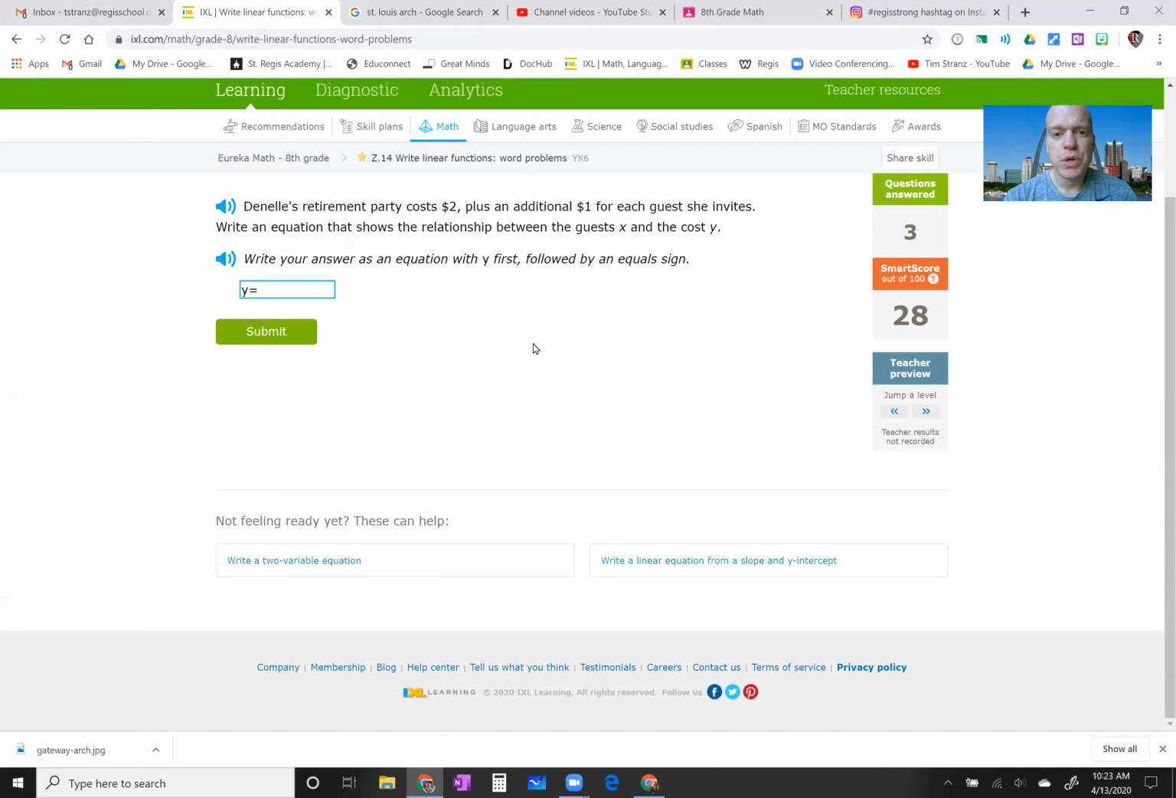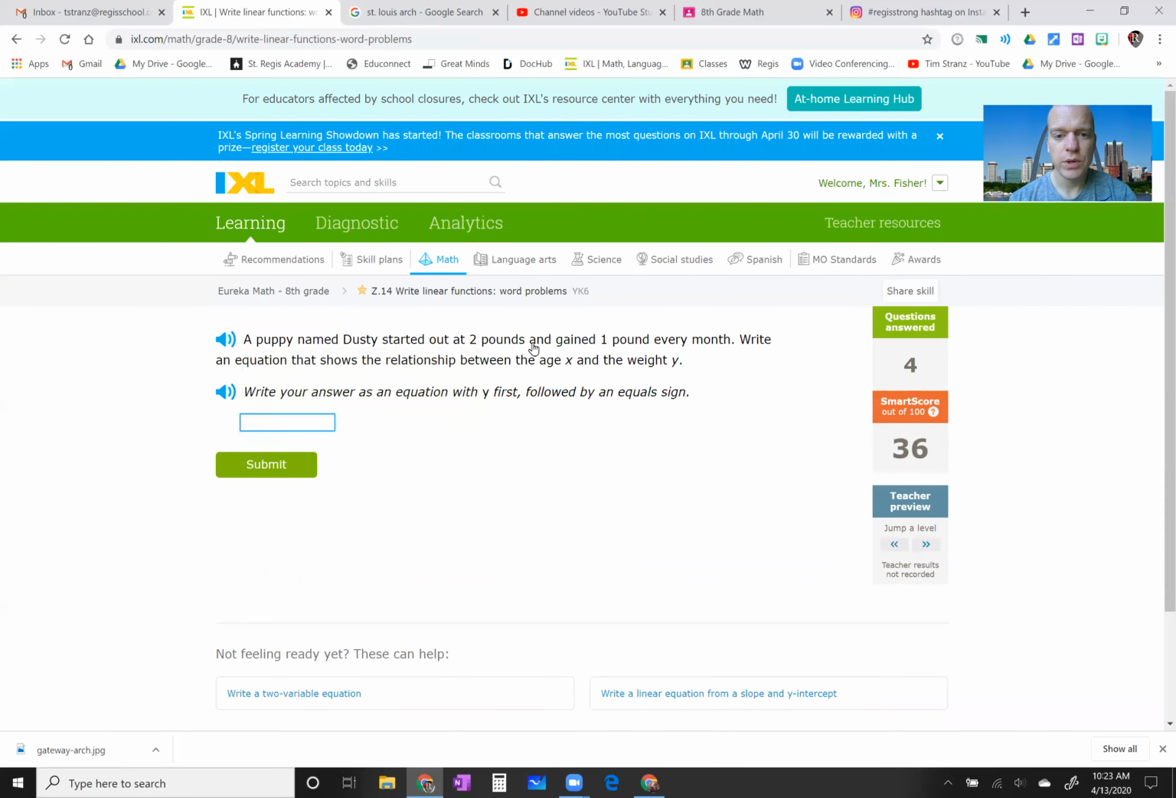Her party costs $2 regardless. It's $2 no matter how many guests come, okay? Plus an additional $1 for each guest. So 1 for each guest. So that is your slope right there, just x, 1, right? And then it costs $2. So that is going to be your y-intercept. Okay. Let's see if we can do one more.